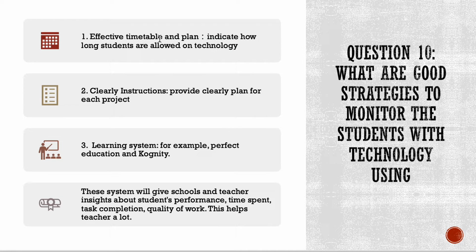The last question is about what good strategies have been used to monitor. The first one is an effective timetable and plan. The second one is clear instruction, providing a clear plan for each project. The third one is a learning system. For example, Perfect Education and Cognitive give students and teachers insight into students' performance, time spent on the project and on the internet, task completion, and quality of the work.